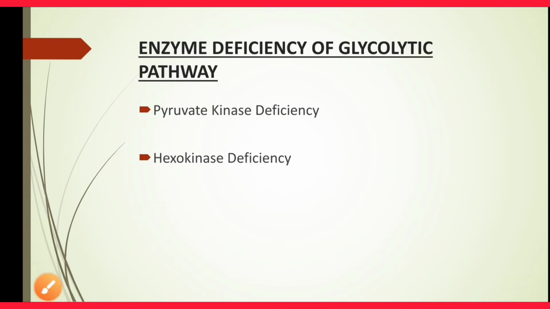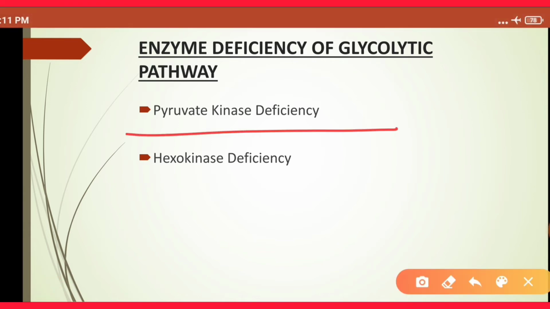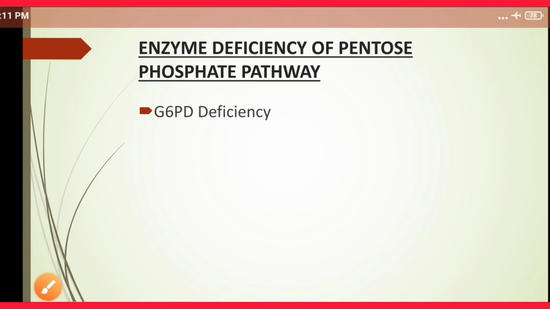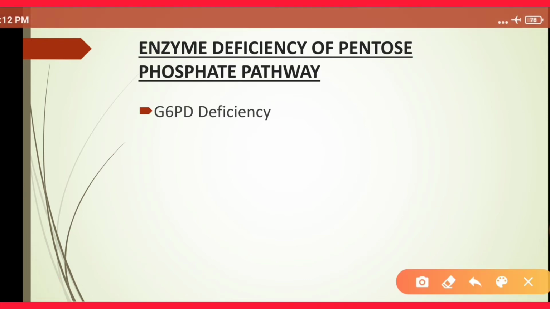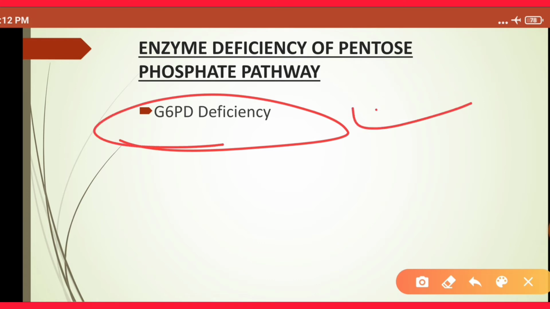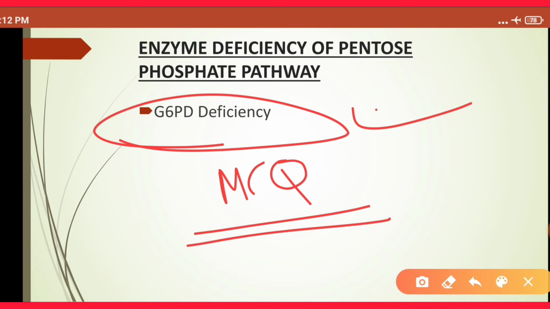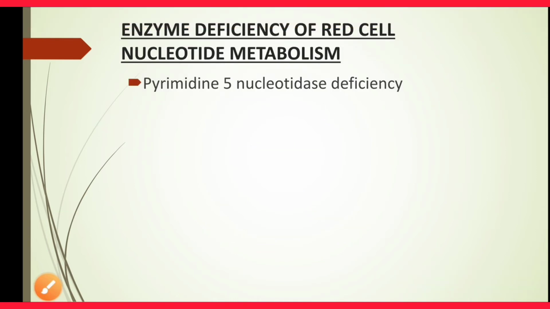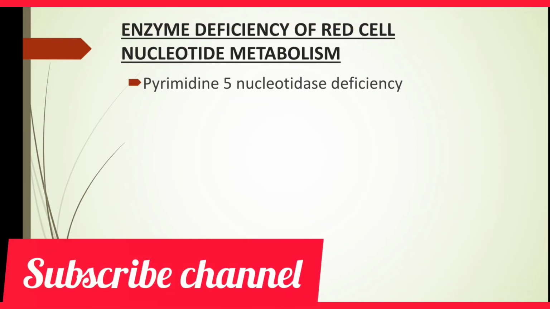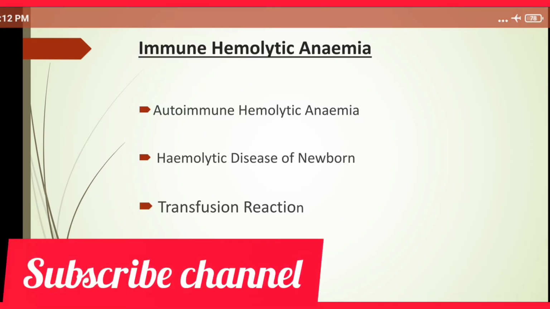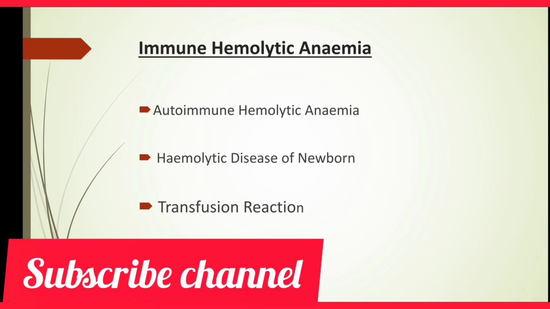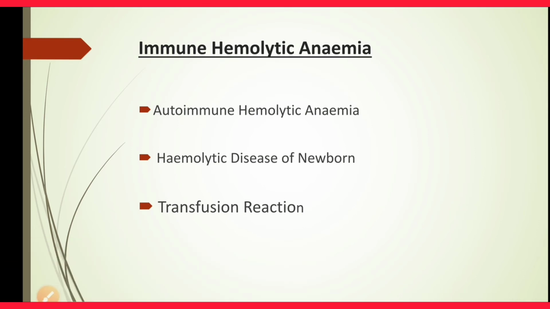Okay. You can have enzyme deficiency of the glycolytic pathway from the birth. The examples are pyruvate kinase deficiency and hexokinase deficiency. Sometimes you can have enzyme deficiency of the pentose phosphate pathway. The example is G6PD. It's the most important MCQ. Here you will have enzyme deficiency of the pentose phosphate pathway. You can have enzyme deficiency of the red blood cell nucleotide metabolism. The particular example is pyrimidine 5 nucleotidase deficiency. Okay. So these are all about the hereditary hemolytic anemia examples.